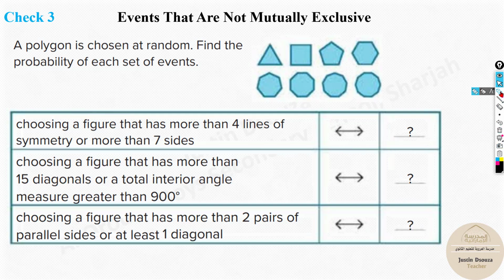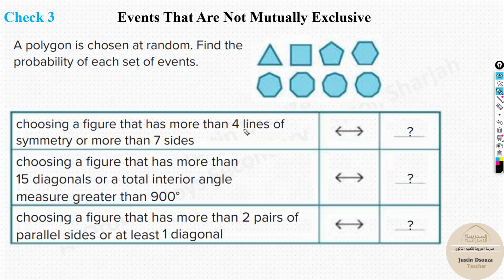Now, the last problem in this lesson, an interesting problem. I really like this. What do we have over here? We have 8 different shapes. We have to find the probability of each set of events. Over here they have given us the situations, and we need to find the probability for these two events. And over here they are not mutually exclusive because I have mentioned it. But let's read it out first.